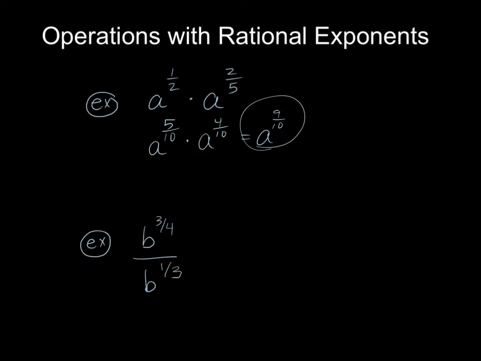This bottom one will be subtraction, same idea. The common denominator of 4 and 3 is 12, so that's going to be 9/12 over b to the 4/12. And division of powers results in subtraction of exponents, b to the 5/12.